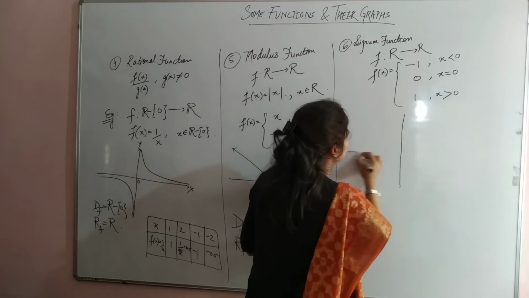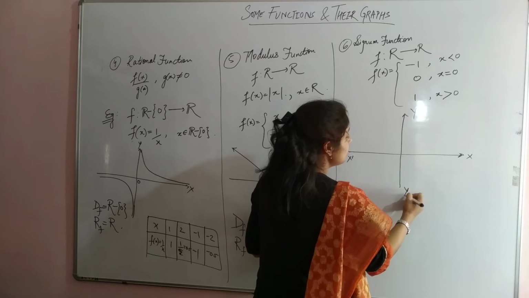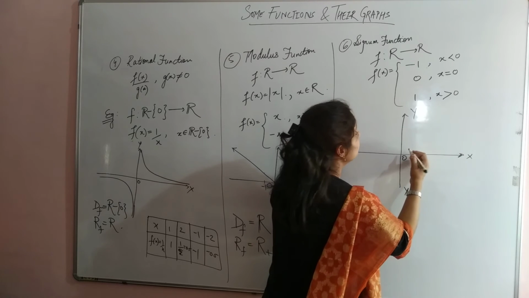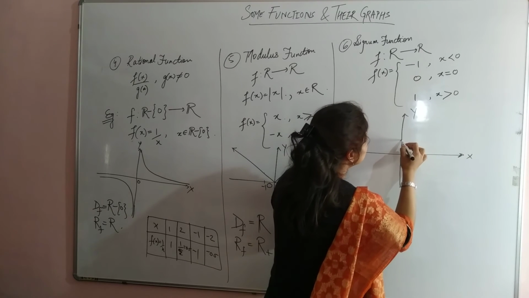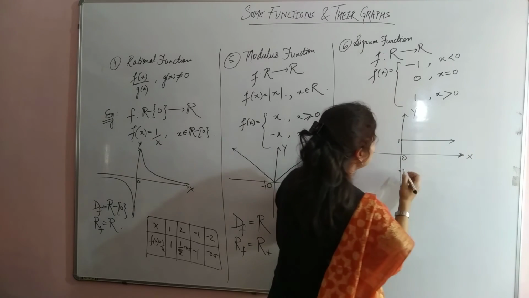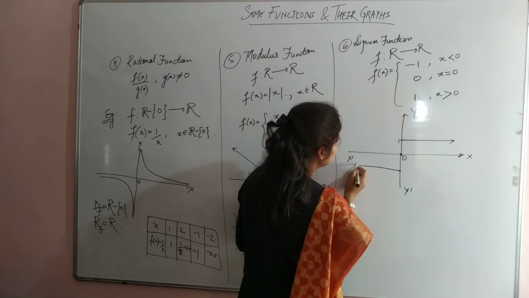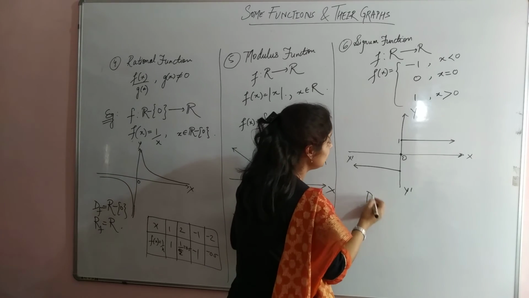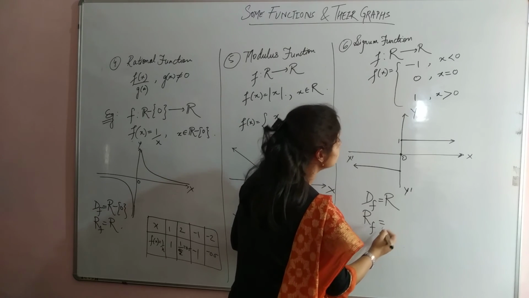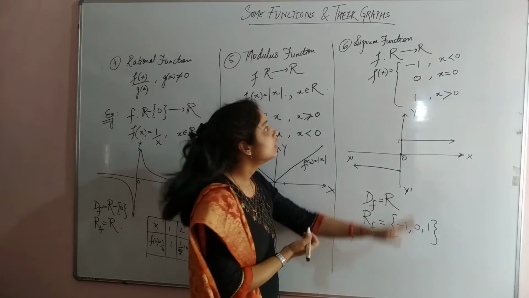If we draw the graph of this function, this is the x-axis, this is the y-axis, and this is the origin O. Then for each positive value of x, we get the value 1, so this is the graph. For 0, this is the point. And for x less than 0, it gives minus 1 in this form. Here we can clearly see that the domain of this function is the set of all real numbers, and the range of this function is only minus 1, 0 and 1. This set is the range of the signum function.